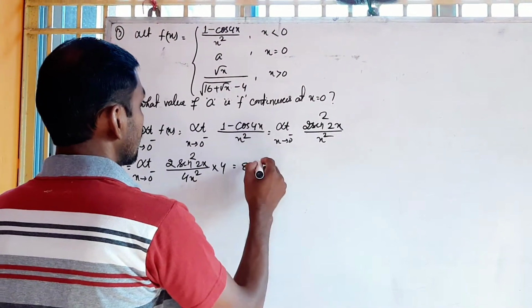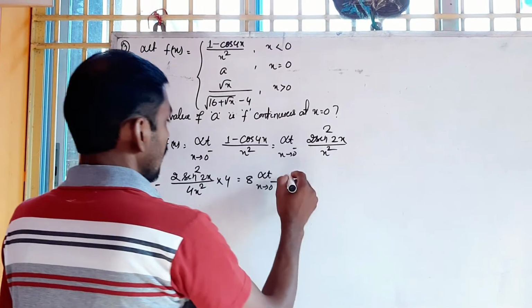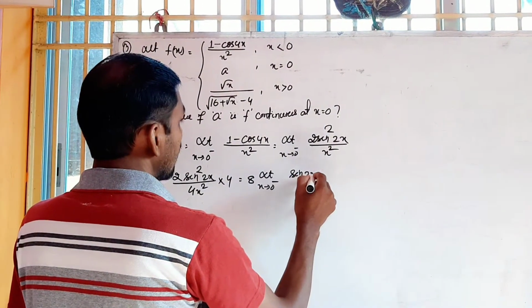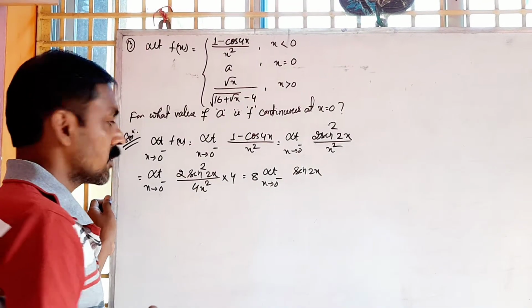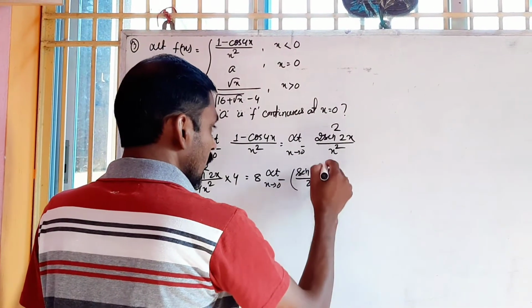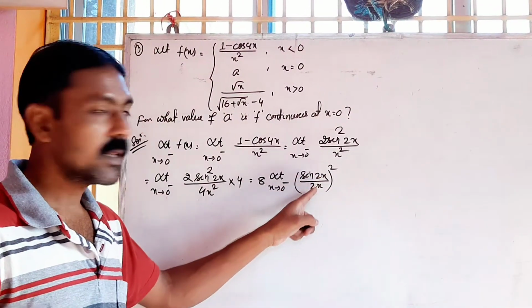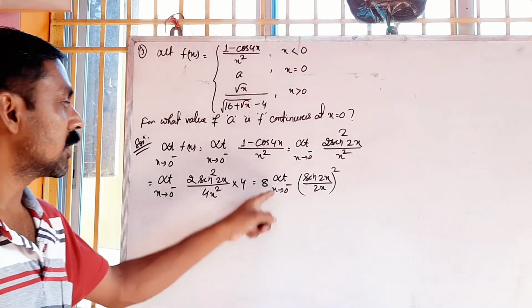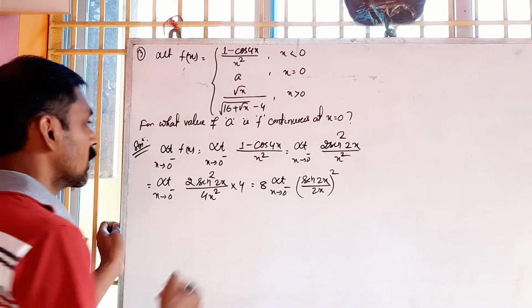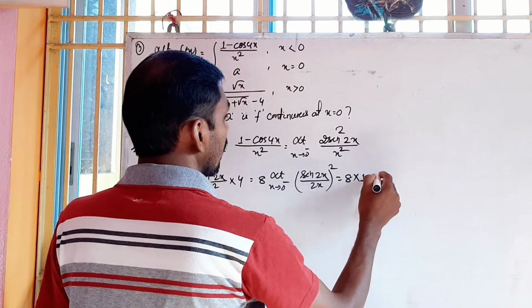This equals 8 times the limit as x tends to 0 minus. Now you can write it as sin 2x whole square, since sin square 2x is sin 2x whole square, and 4x square is 2x whole square. This is in the form of sin theta by theta. Theta tends to 0, since x tends to 0 means theta also tends to 0. So this value is 1. 8 into 1 equals 8.